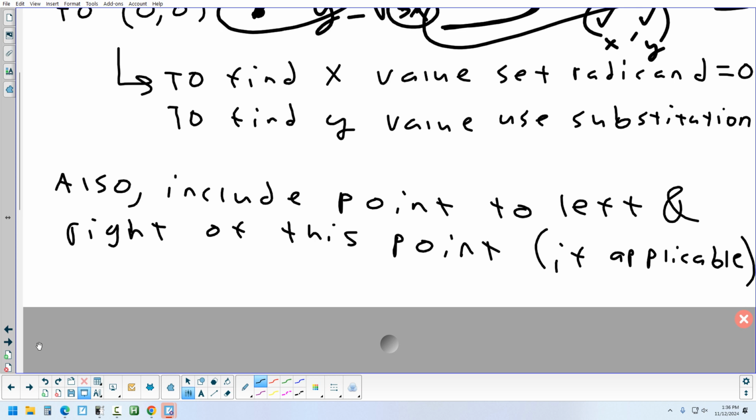Okay, so once you figure out that point, if it's an even root, check a couple more points in that direction and then draw your picture. If it's an odd root, check a couple points in that direction and a couple points in the other direction. I usually do 3 on each side, and that'll give me a good picture. So if it's an odd root, I'm probably going to do 6, 3 and 3. If it's an even root, just 3.